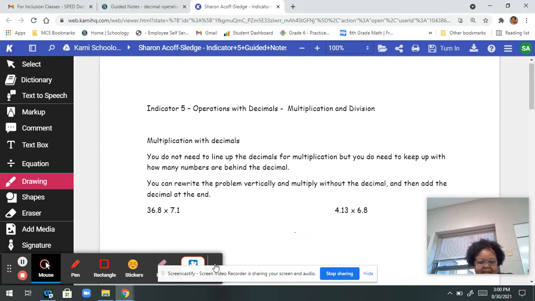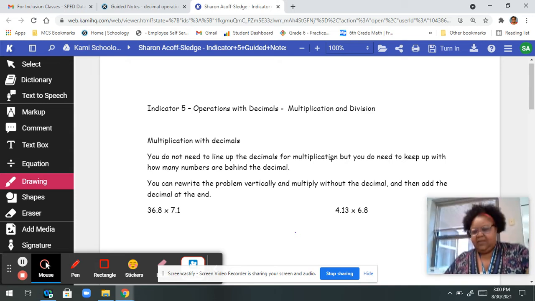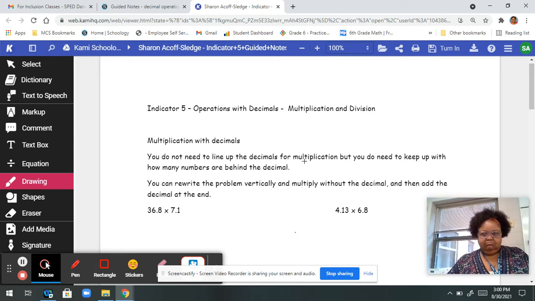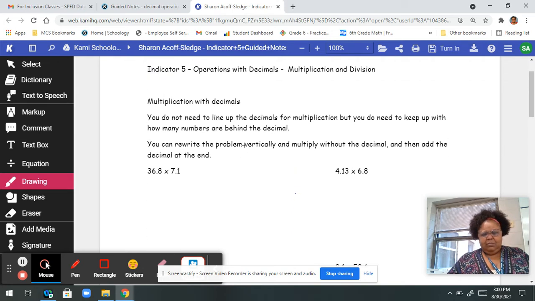Hello, everybody. This is the next part of our operations with decimals. And again, our learning target is to perform operations on decimals fluently. Fluency comes with practice. Yesterday, we did addition and subtraction. Today, we're going to do multiplication and division.